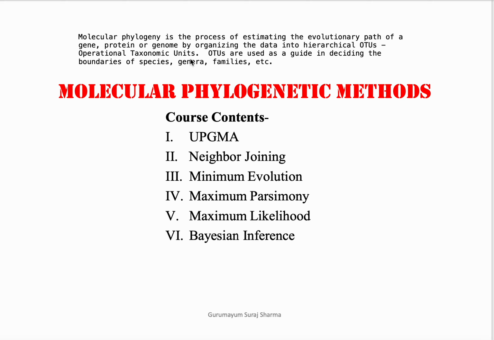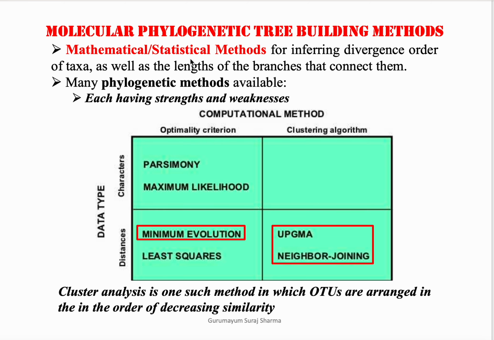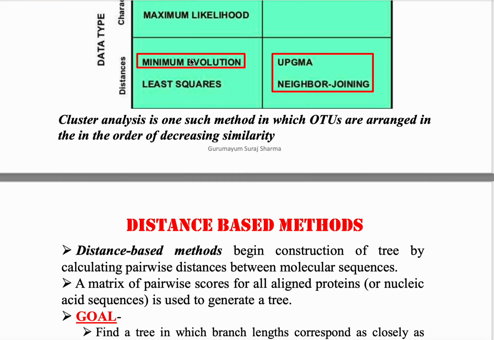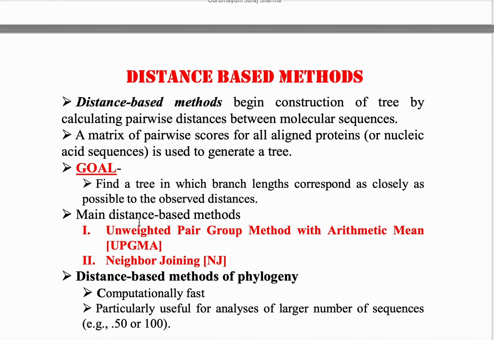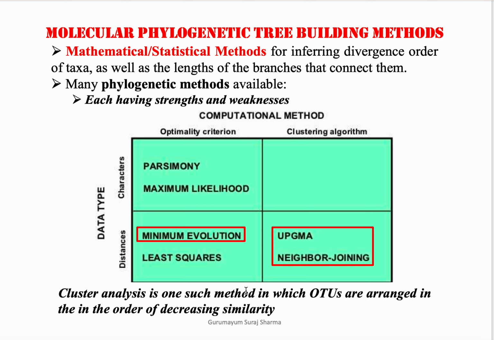So let's look at some methods. All right, we'll start with UPGMA. So UPGMA is unweighted pair group method with arithmetic mean. Yeah, sorry, I had a couple of those switched around, but it means the same thing. So we can basically break these down into different categories. So some of these methods will try to cluster based on distances.